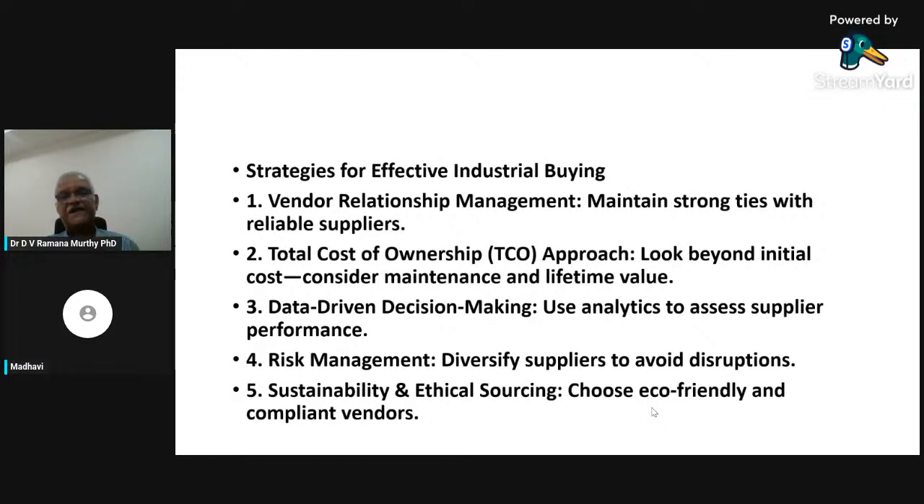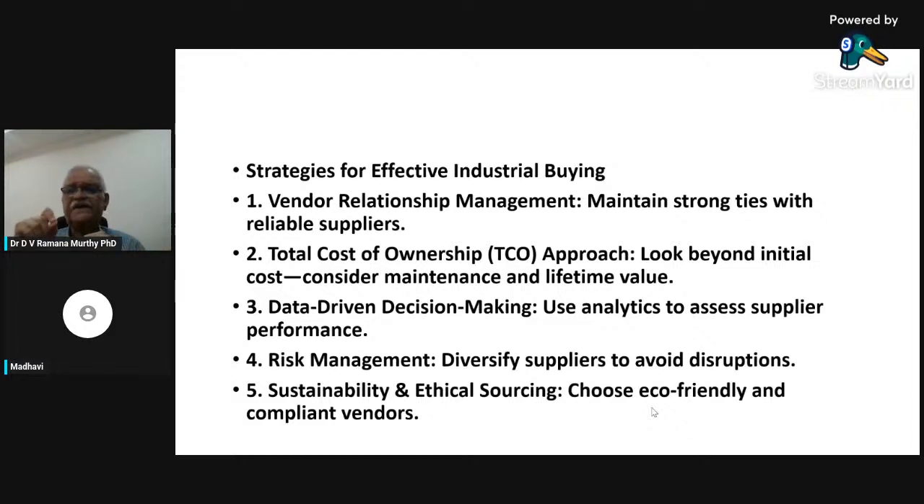So, what are the strategies now for effective industrial buying? Of course, there are challenges, but how are you going to handle these challenges and what is your strategy for effective industrial buying? One, vendor relationship management. See, there must be an enduring relationship between you, the company, and the suppliers.